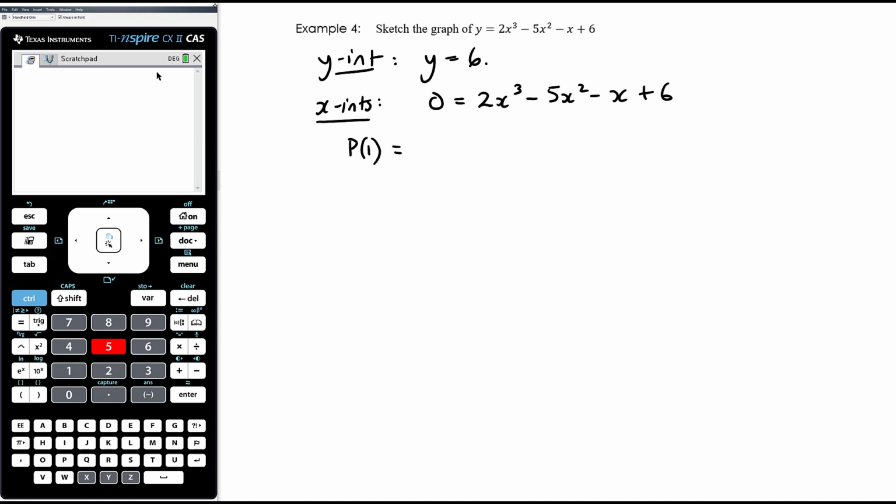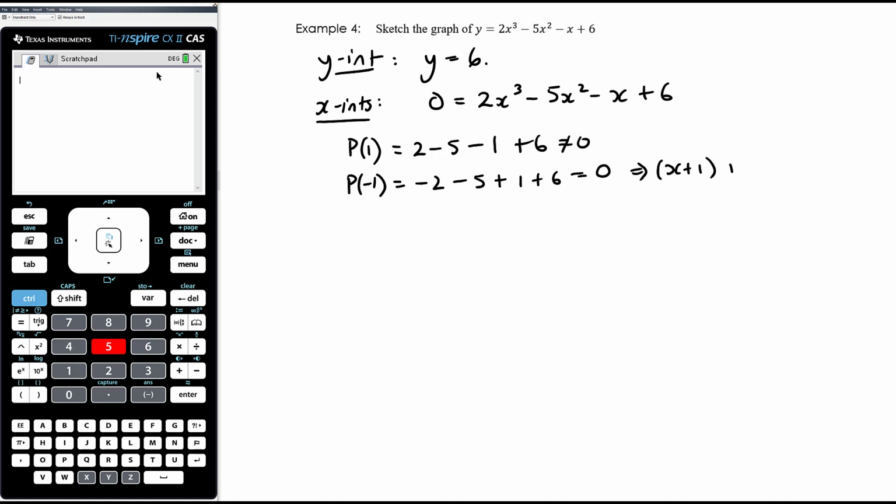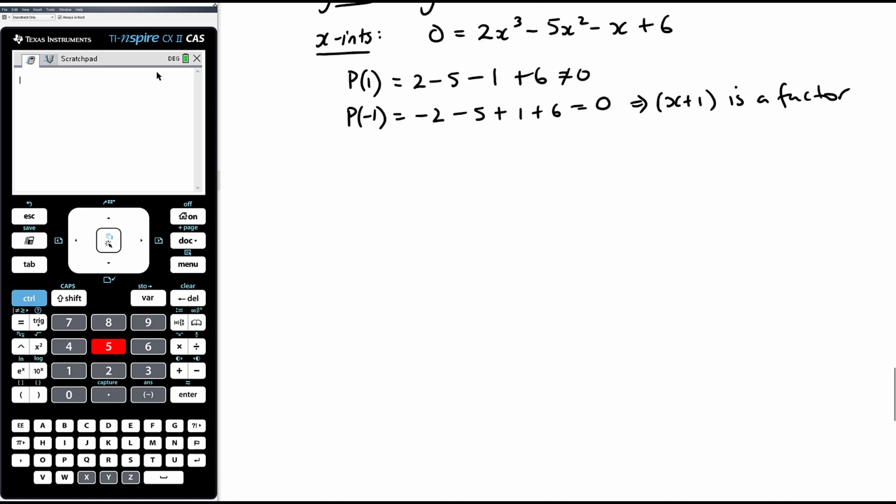I'm going to do p of 1 is 2 minus 5 minus 1 plus 6. 2 plus 6 is 8, minus 5 minus 1 is negative 6, so that's not 0. P of negative 1 is going to be negative 2 minus 5 plus 1 plus 6. So that's negative 7 plus 7, so that is 0. Okay, so x plus 1 is a factor. We're going to need to divide to find our other factors.